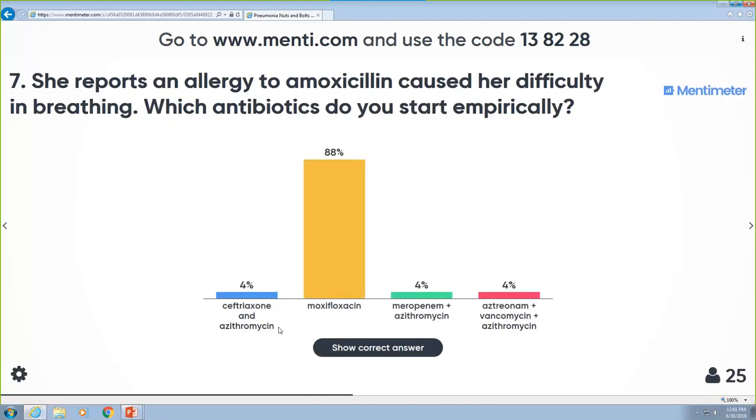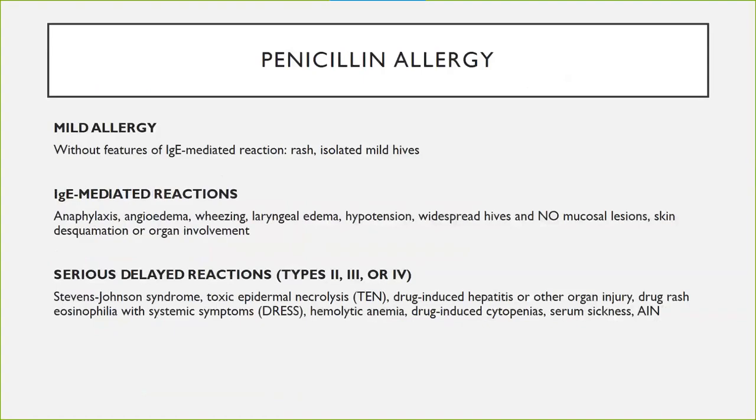All right, so now more people are staying away from the ceftriaxone and azithromycin, and most are going with moxifloxacin, and that is what is recommended by our guidelines. So when you're confronted with a patient with penicillin allergy, you first need to ask the patient what happens when they get penicillin. Sometimes people don't know. They say, oh, I got it as a child, and I was told never to take it again. Those are probably not real, but it's hard to say for sure.